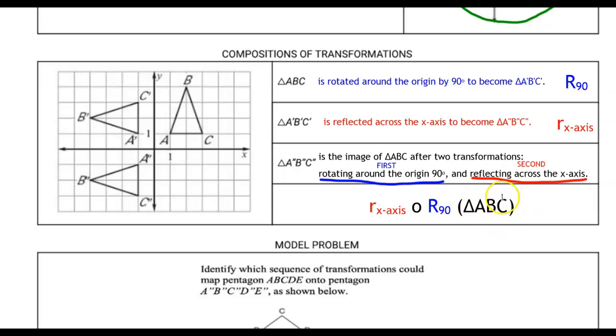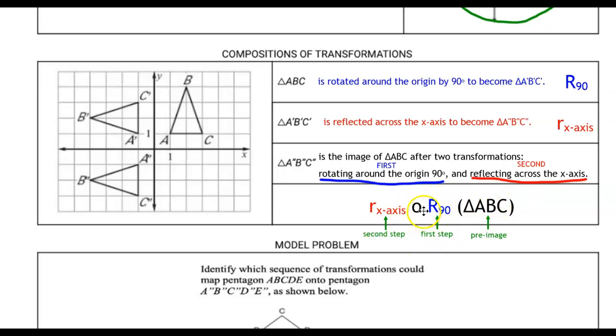I'm looking at the original shape here, which is called the pre-image, and I'm going to apply the transformations to this pre-image in order, based on what's closest to the pre-image. So for example, here's triangle ABC. I'm going to first take care of the rotation of 90 degrees, then I'm going to take care of the reflection across the x-axis. It goes in order between what's closest to the pre-image. So to the pre-image, we apply the first step, and then we apply the second step.